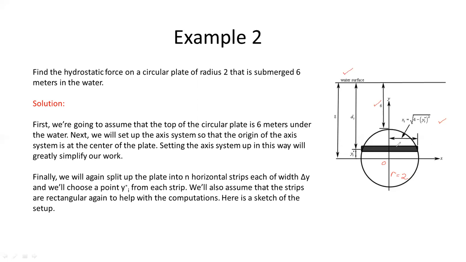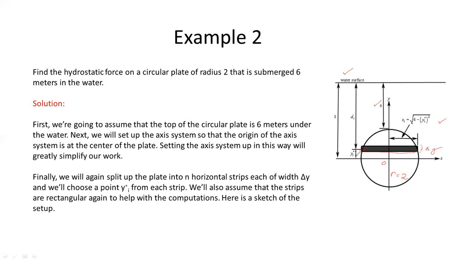You will have horizontal strips here, each with width delta y. So this is delta y. In the previous example, that's delta x, now it's delta y. And we'll choose a point y sub i asterisk in this case, from each strip. So this is your y sub i asterisk. It's in the middle of this very thin plate. So somewhere in the middle here.